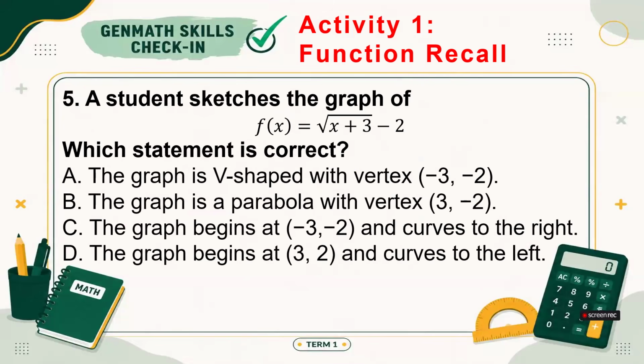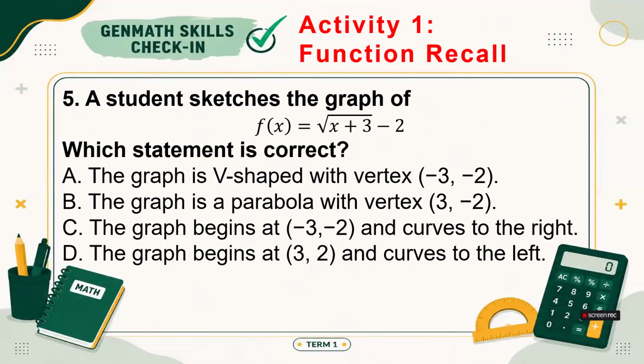Consider the function, the square root of x plus 3, minus 2. What kind of function is this? Very good. This is a square root function. And then since the parent function is y equals the square root of x, now let us interpret what will happen to the graph.